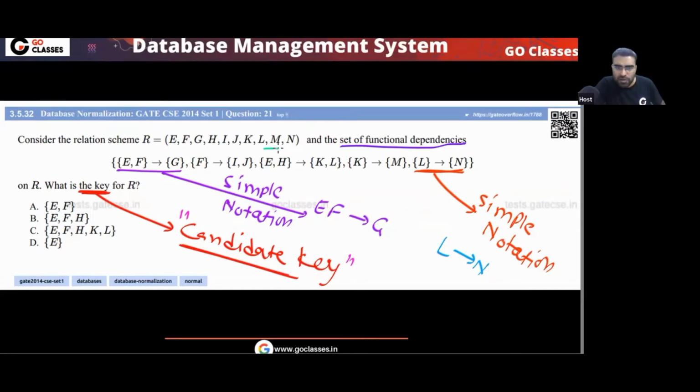Okay, for example, look at this functional dependency. For this functional dependency, what is the simple notation? This is your EH determining KL. Very simple, right? Yes or no? So this is the idea. Now let's solve this question.